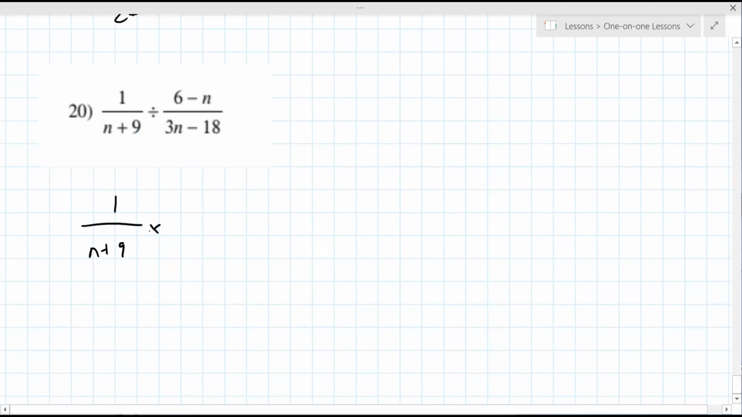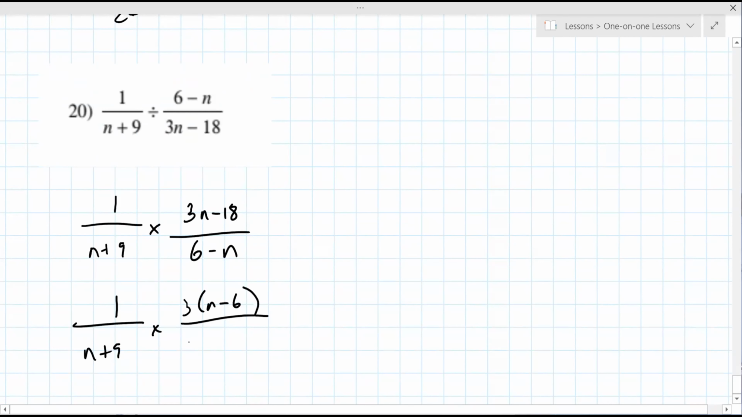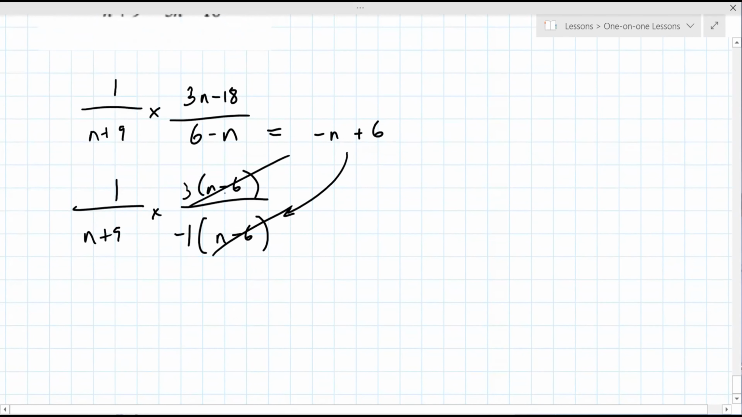So on the right here, this first becomes 3n minus 18 over 6 minus n. I simplified it up to 3 times n minus 6 on the top. But on the bottom, you can factor out a negative 1. So this is what's a little bit odd. It's really negative n plus 6. So when you factor out the negative 1, it becomes n minus 6. And then you get some nicer cancellations. So obviously those cancel. The negative usually you bring up to the top, so this becomes negative 3 over n plus 9. Oh, I see.